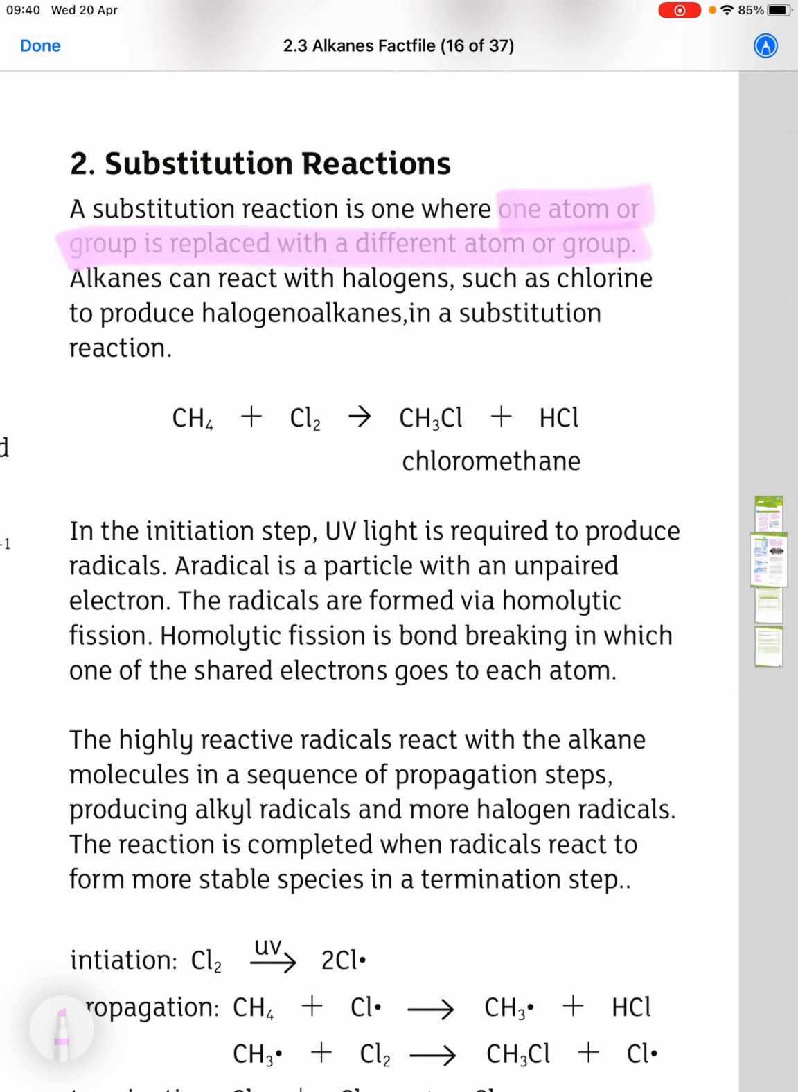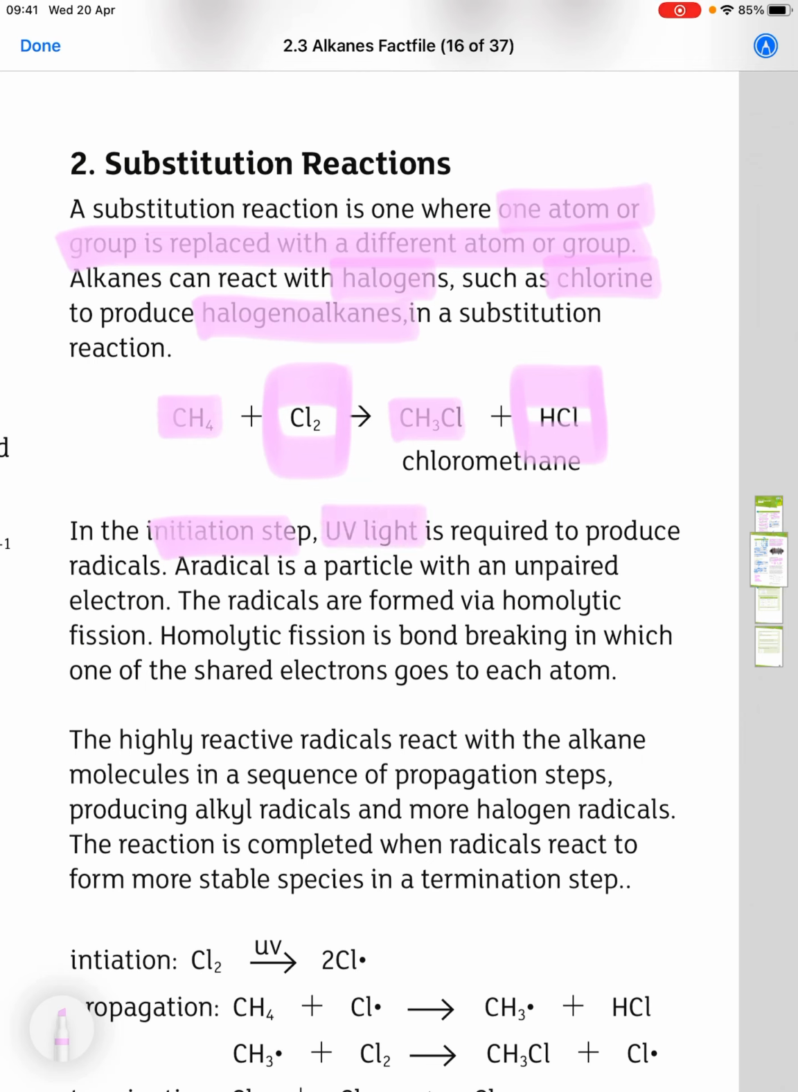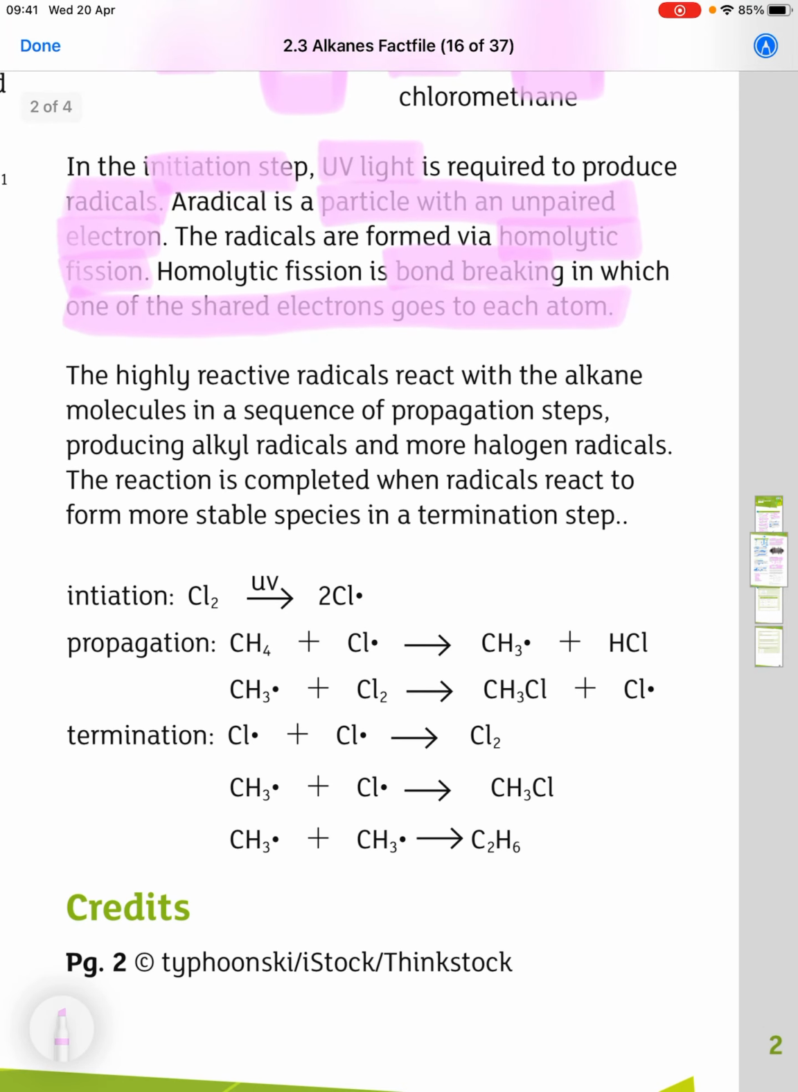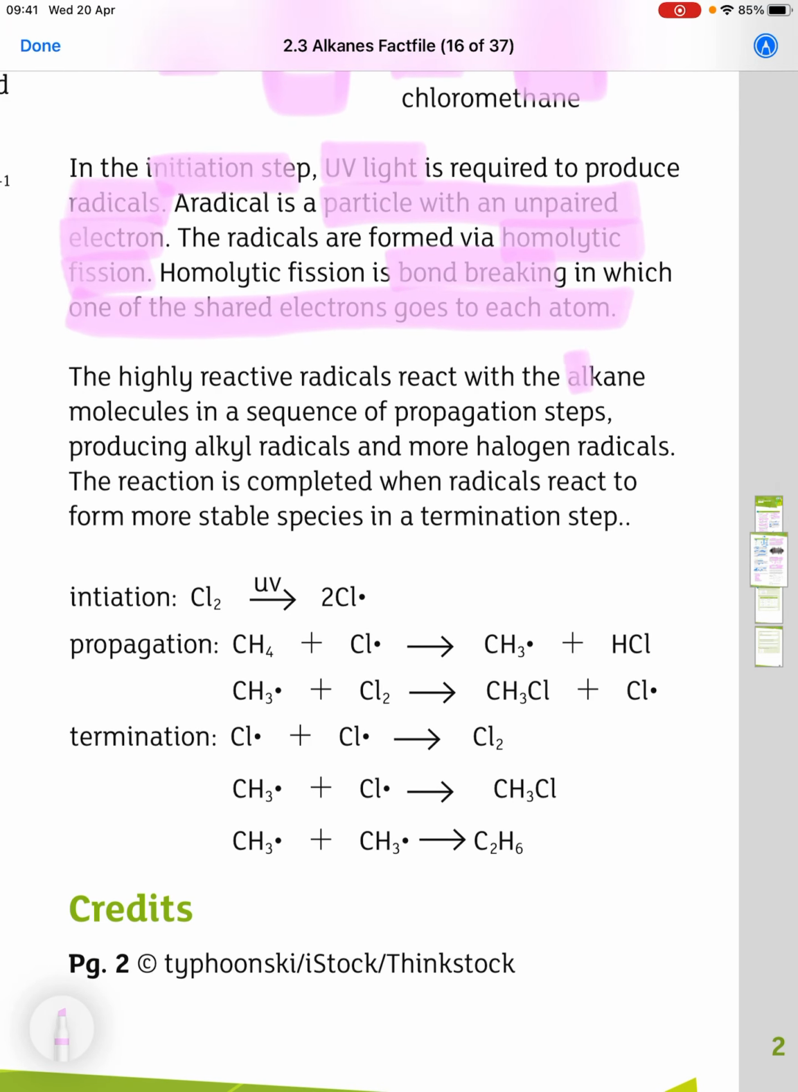Substitution reactions are where one atom or group is replaced with a different atom or group. Alkanes can react with halogens such as chlorine to produce halogenoalkanes in a substitution reaction. We see here methane reacting with chlorine to give us chloromethane, and the other product then is HCl. In the initiation step, ultraviolet light is required to produce things called radicals. A radical is a particle with an unpaired electron. The radicals are formed via homolytic fission, and this is bond breaking in which one of the shared electrons goes to each atom.